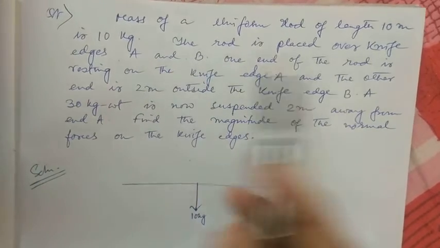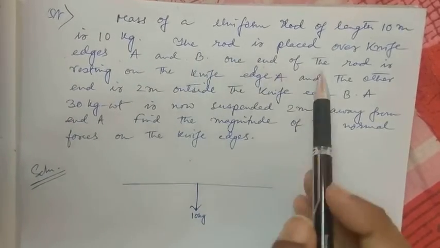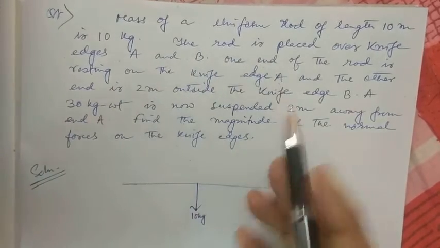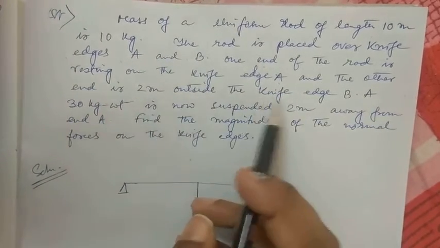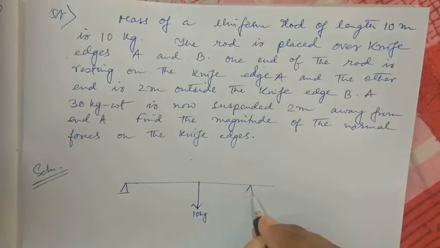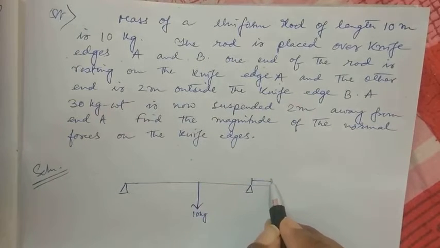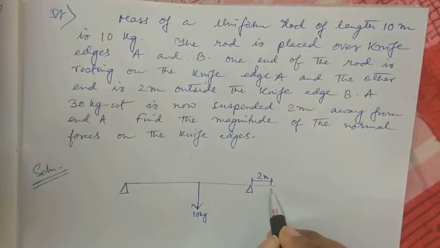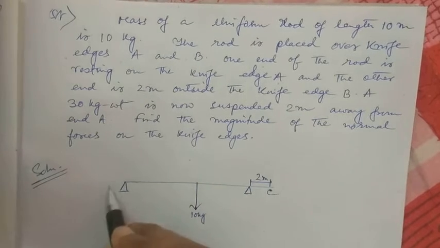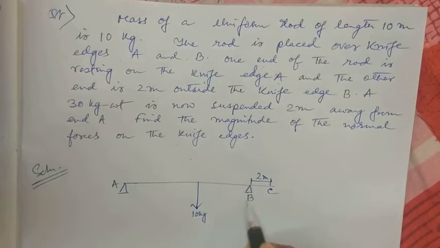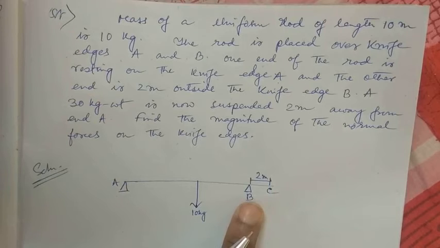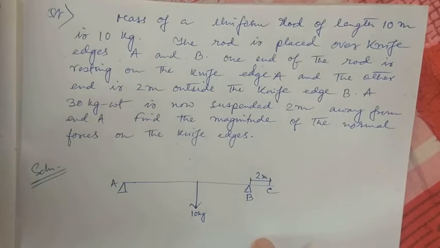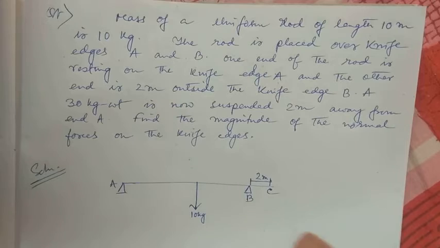The rod is placed over knife edges A and B. One end of the rod is resting on the knife edge A, and the other end is 2 meters outside the knife edge B. That means this part has a length of 2 meters. Name the other end C. This is A, this is B. So the fulcrum rests at one end A, and the other fulcrum is 2 meters inside the other end, that is at B.